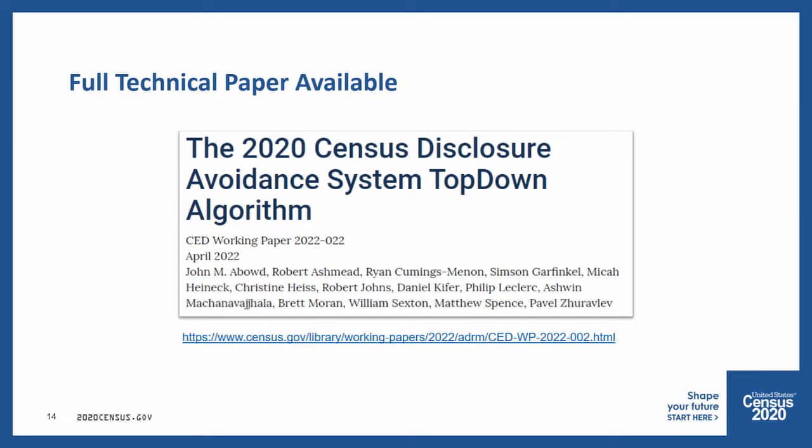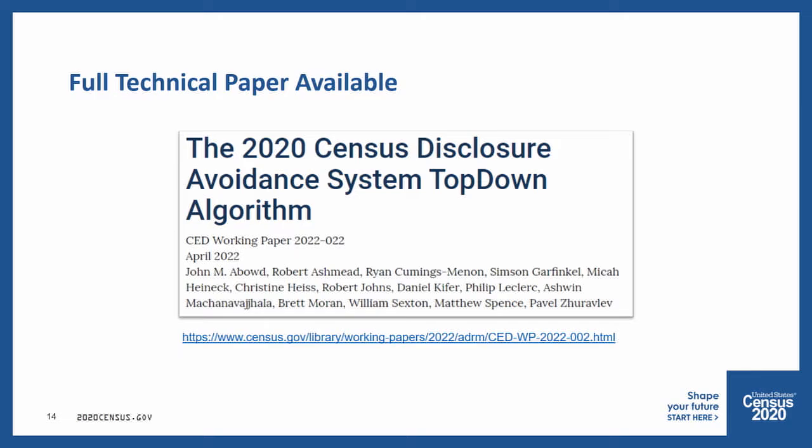A full technical paper detailing all of the inner workings of the top-down algorithm, as well as substantial discussions of issues and challenges and interpretation of various factors, is available. It is a forthcoming publication, but it's included as a working paper on the Census Bureau's website. It's dated 2022, and you can get to it through the link included in the slides.